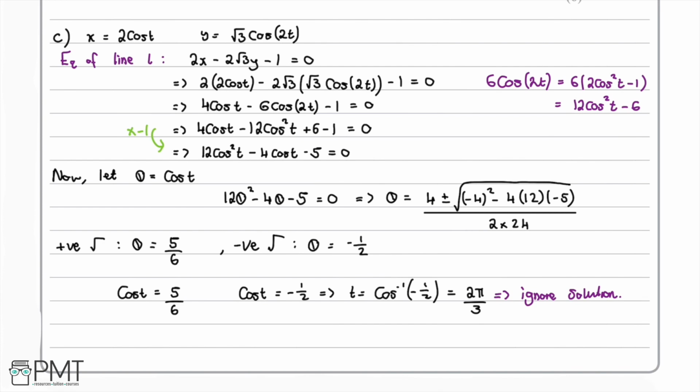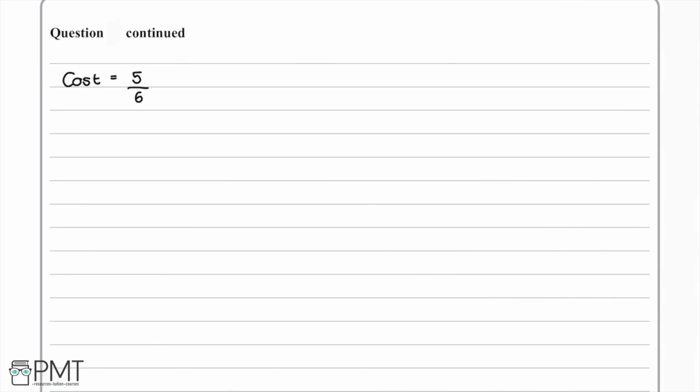So then from here, we can focus on this term here. Cos t is equal to 5 over 6. So let's now look and see what we can do to find the exact coordinates of Q. Remember, we've already ignored the cos of t is equal to negative a half because this already corresponds to the P coordinate from the previous part of the question.